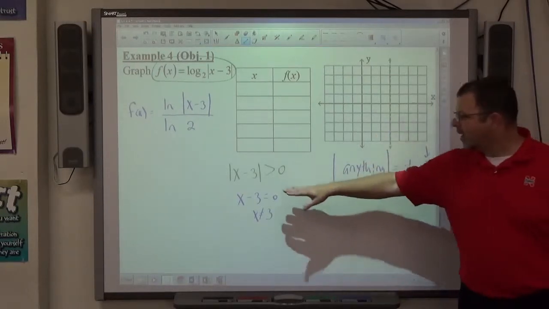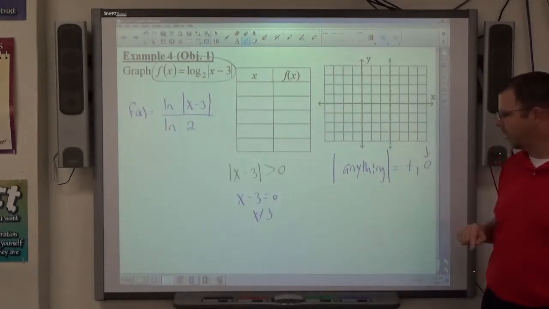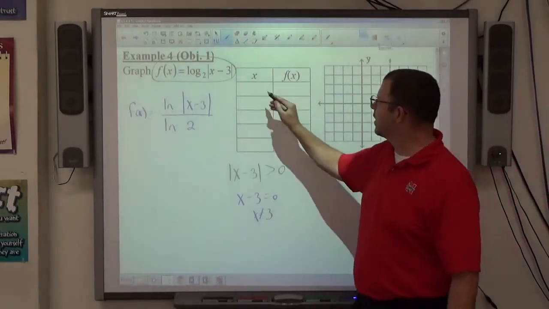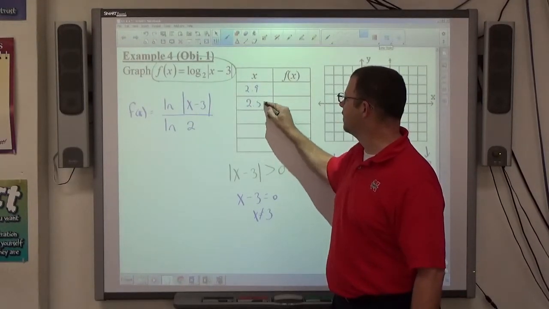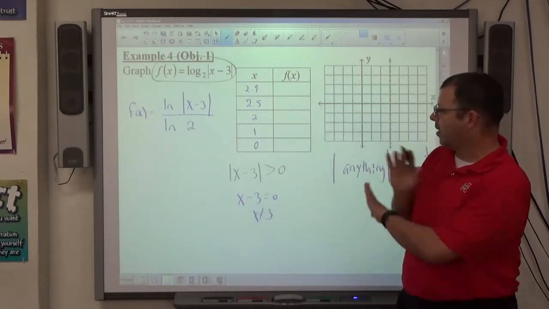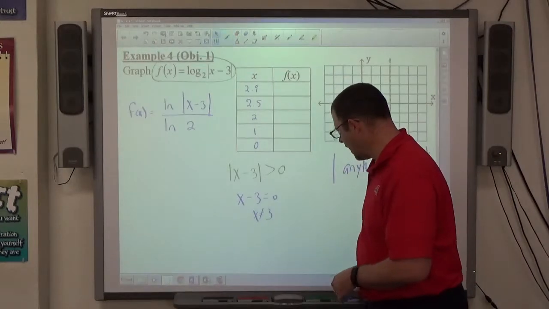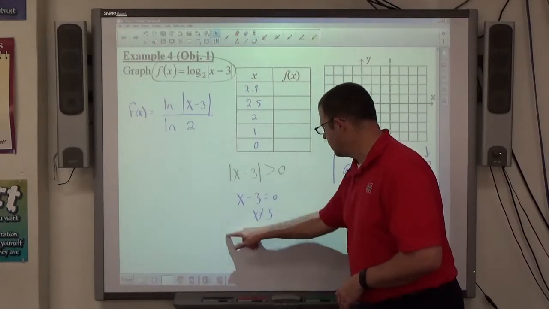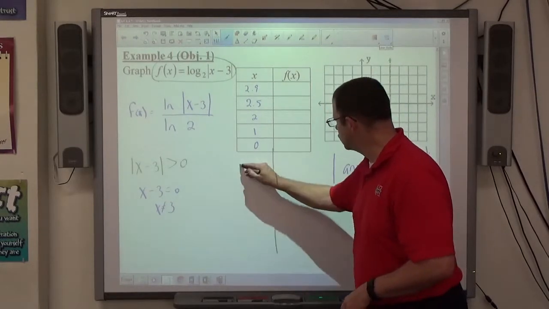That's all we have to do here. x is not equal to 3. It's just an electric fence. We want to get as close to it as we can without touching it. So I'm going to pick numbers close to it, like 2.9, 2.5, and 2, and 1, and 0. Those numbers are all close to it on the left-hand side. I also want to pick close to it on the right-hand side. Best plan would be to move that over there. Just extend this down.